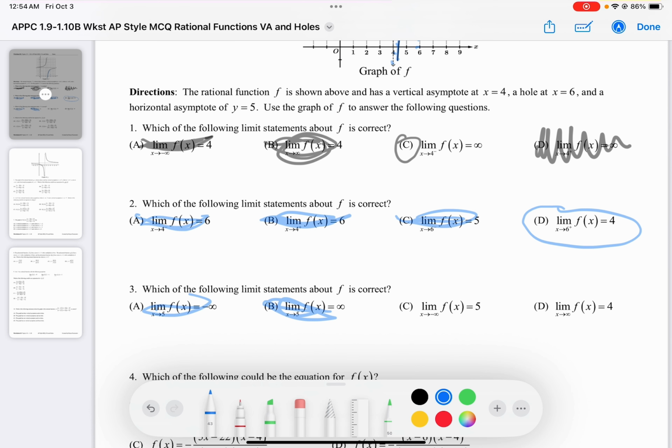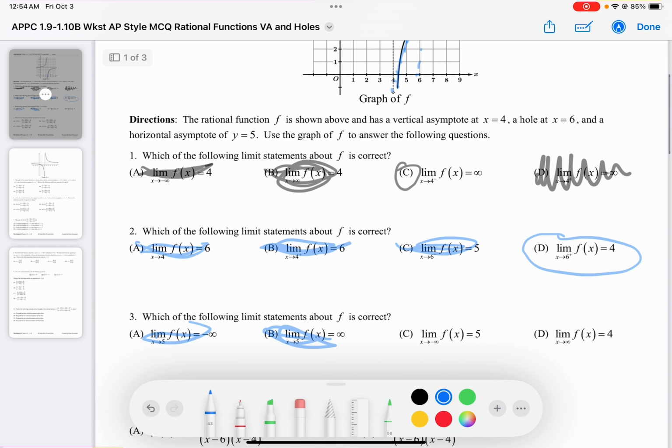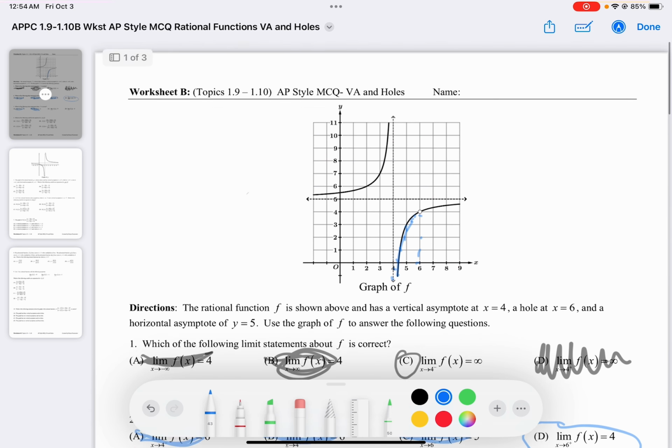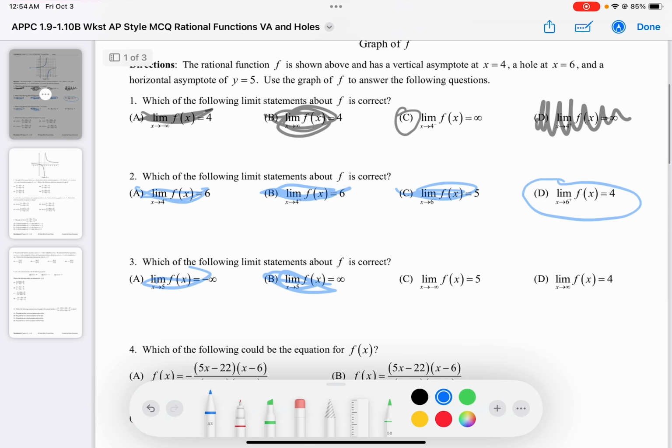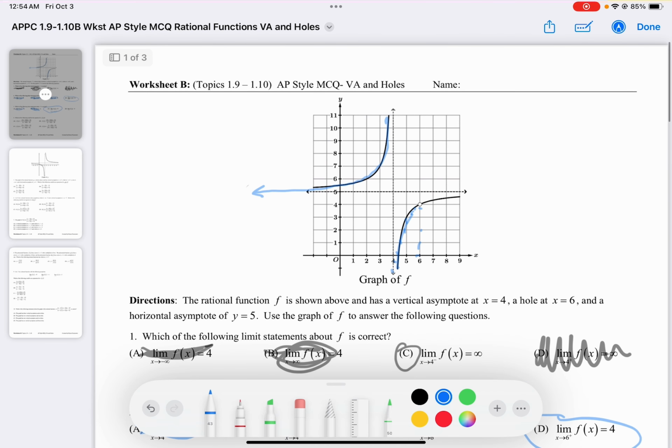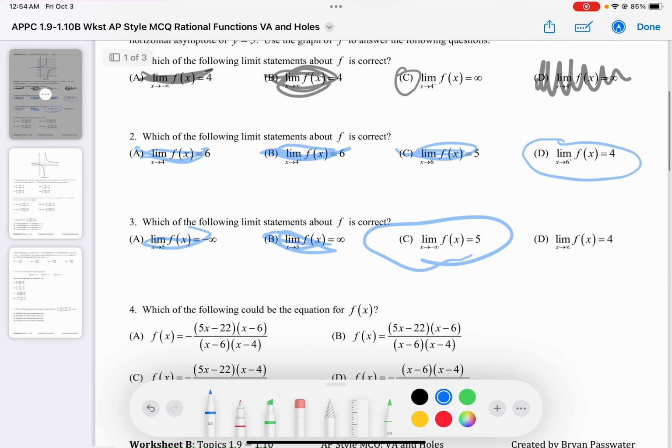All right, as x approaches negative infinity, f of x equals 5. So as x goes towards negative infinity, does this go towards 5? Absolutely it does. Right here. Does it go to a 4? No, we have a horizontal asymptote at 5. So that means that's going to just be our end behavior. We're going to go towards 5. We're not going to go towards 4.